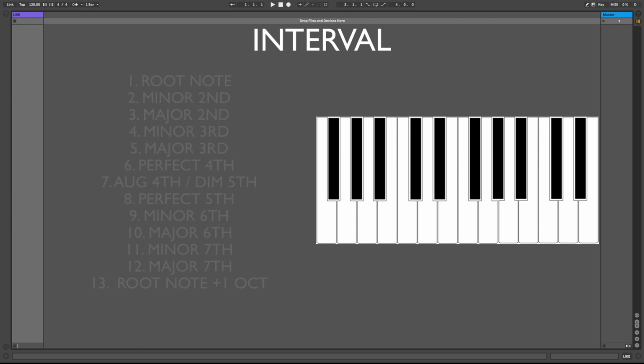Let me give you another example. If we played the notes C and G together, it would be called a perfect 5th interval, because G is the perfect 5th above C. Let me give you another example. If we played the notes A and E together, it would be called a perfect 5th interval, because E is the perfect 5th above A.